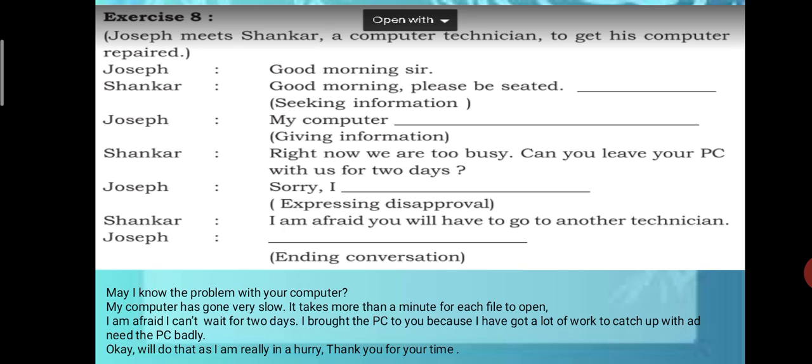So may I know the problem with your computer? Okay, so Joseph says, my computer has gone very slow. How do you know they are talking only about the computer? Because the answer is given there, my computer. Since he starts with my computer, surely the previous sentence is spoken about the computer. So Joseph says, my computer has gone very slow.